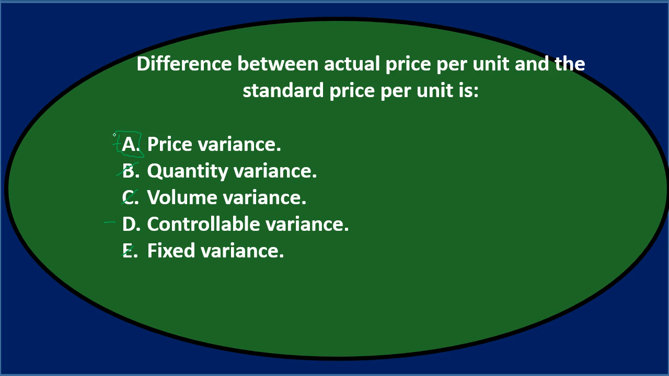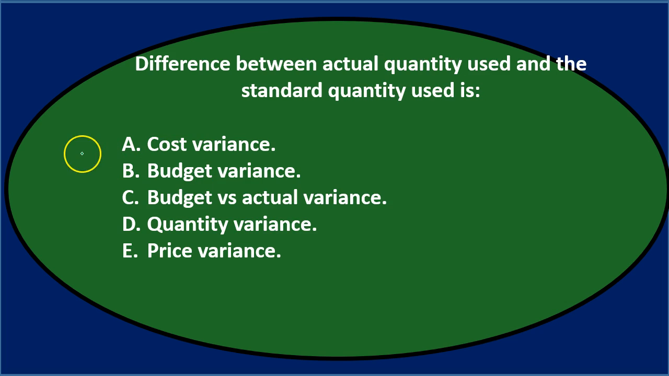Final answer is A. The difference between actual price per unit and the standard price per unit is A, price variance. Let's take a look at the next question. Difference between the actual quantity used and the standard quantity used is either A, cost variance, B, budget variance, C, budget versus actual variance, D, quantity variance, or E, the price variance.